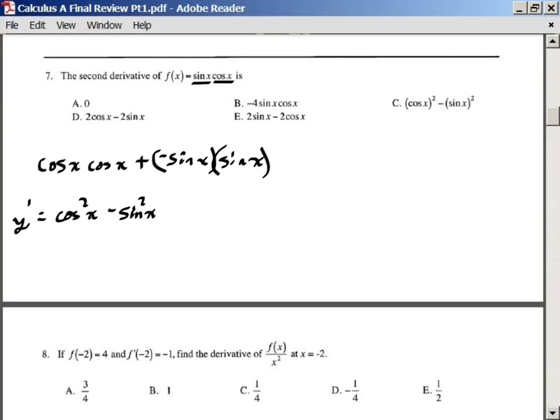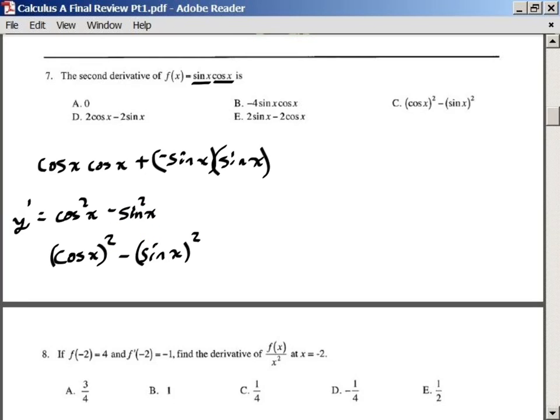And I kind of don't like seeing the power right there, so I'm going to rewrite it as cosine x squared like that, and then sine x squared. It's the same thing. It's just a different way to write the squared. Normally when a trig has a power, you would put the power in between the x and the trig function.